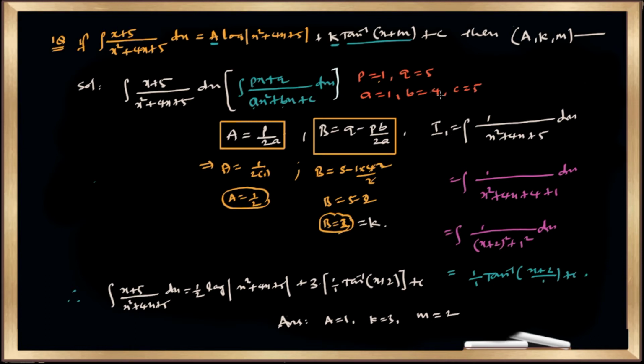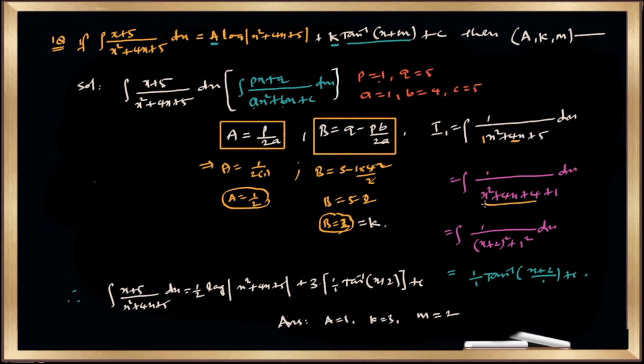Now next one, we have to find I1. I1 means perfect square we have to make. So I1 means 1 by quadratic expression. So this 1 by quadratic expression we can write x² + 4x + 5. So we have to make perfect square. x² coefficient 1 is there. What about x coefficient? 4 is there. Half of 4 is 2. So we can write x² + 4x + 4 + 1.